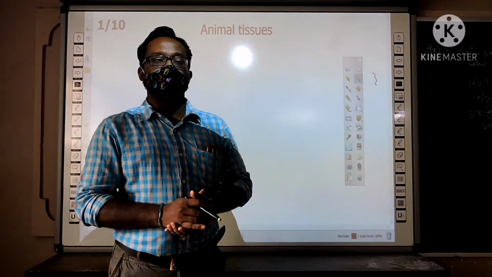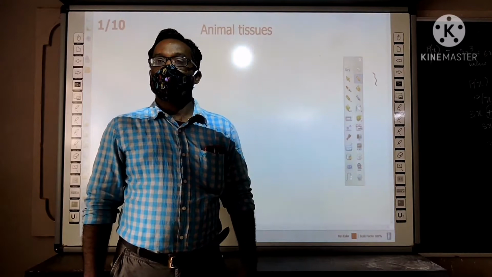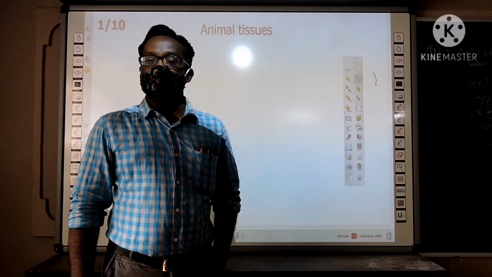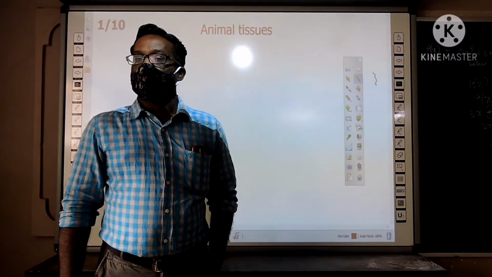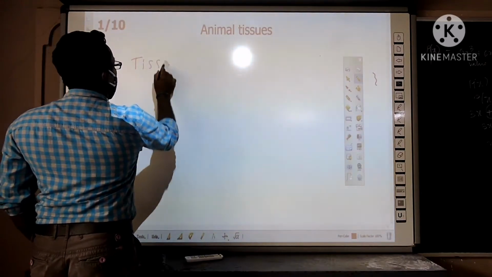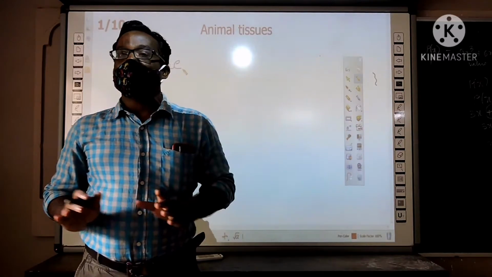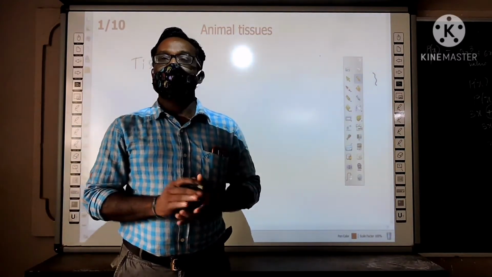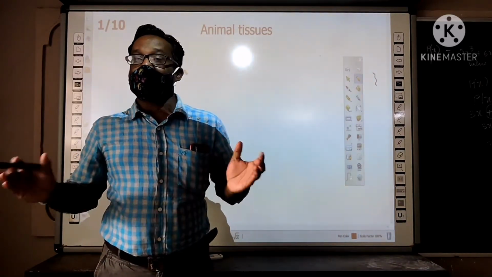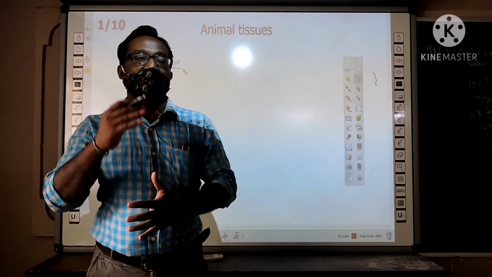Today's topic is animal tissues. In previous classes you learned about plant tissues. So what is meant by tissue? Yes, a group of cells which are similar in structure and function is called tissue. The tissue makes the organs, the organs make organ systems, and finally they make the organism.